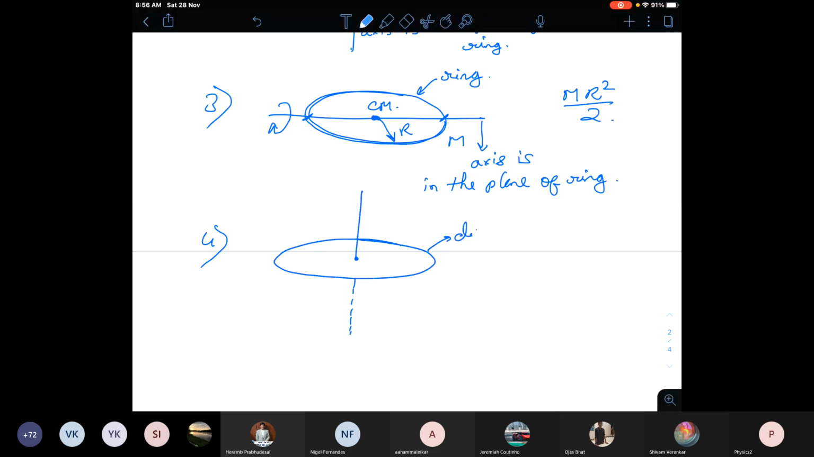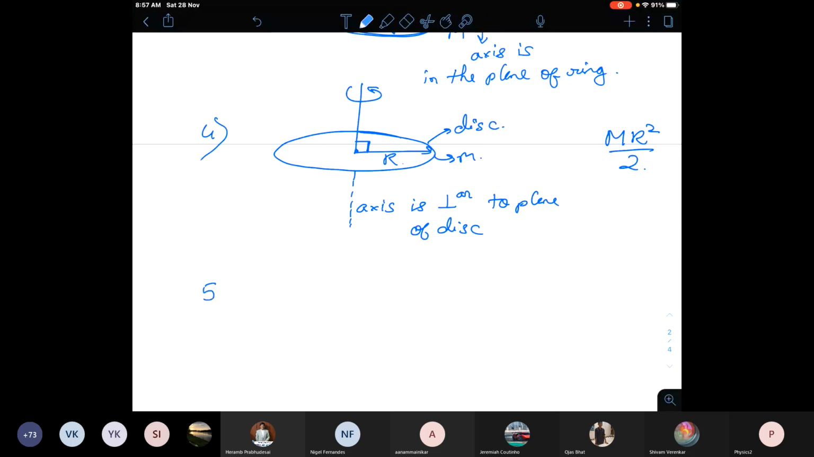Okay, this is a disk. Mass is m and radius is r. So again, you can see the axis is perpendicular to the plane of the disk. So if you want, you can write here: axis is perpendicular to plane of disk. In this case, the moment of inertia comes out to be mr square by 2 for the disk.